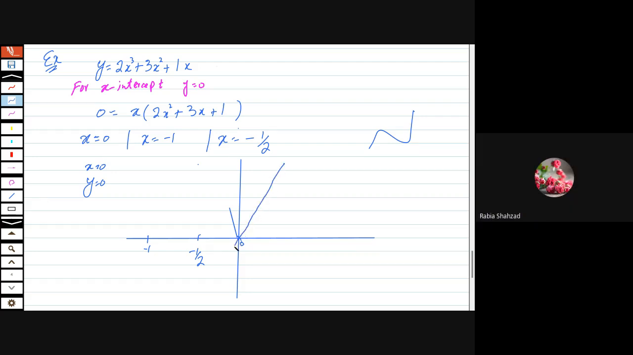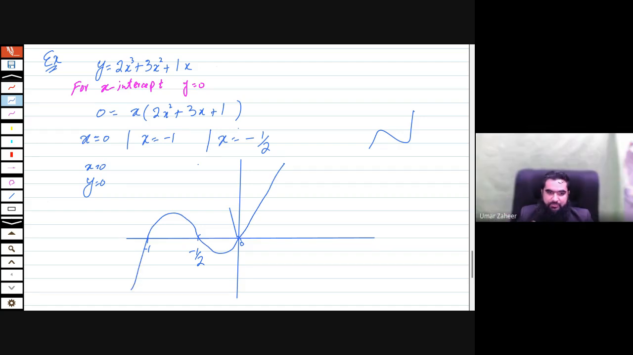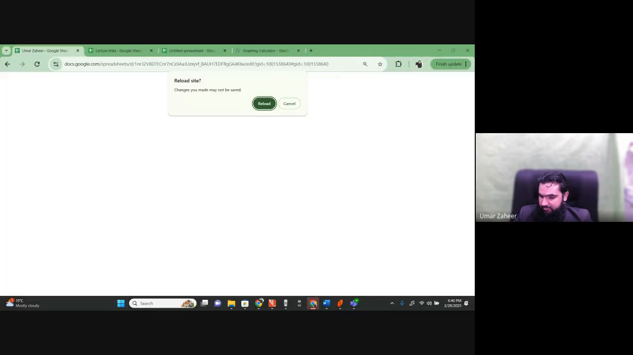Yes, you just have to show this thing. That's it. Now your graph is drawn. 2x cube plus 3x squared plus 1. Let's check.